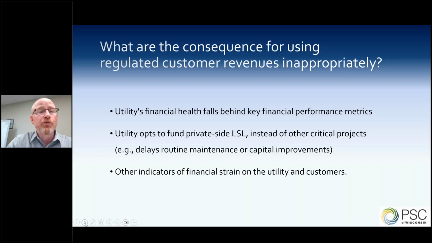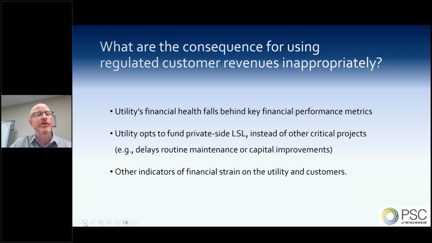If they use too much money on private side lead service line replacements or anything else, they risk siphoning off some of that money for other very important things. And so what we don't want to see is a utility's financial health falling behind. When a utility comes in for a rate case, that would be an indicator for us that maybe there's something going on here, because it seems like other issues are beginning to occur and they're using lots of money for other reasons. So that would be something we would look at.